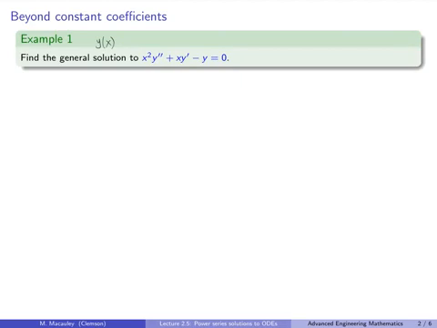So here's a simple example to start. Find the general solution to x squared y double prime plus xy prime minus y equals 0. So think about what's going to solve this. Think about what's not going to solve this. I claim that an exponential function e to the kx is not going to work. Let's think about why. If we try to plug that back in for y, here we get an exponential function, here we get x times e to the kx, and here we get x squared times e to the kx times a constant. That's not going to work.